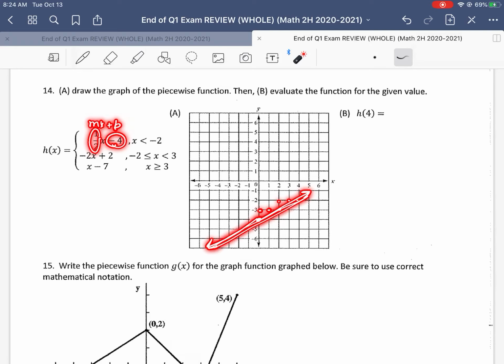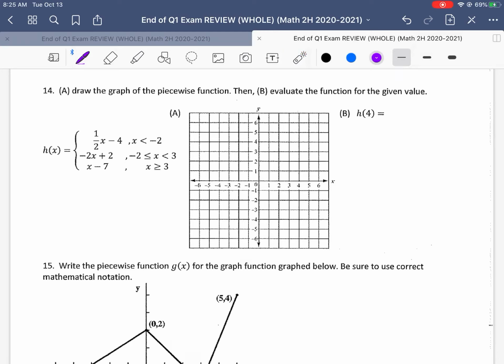However, we don't want the whole line, we only want the part that is less than -2. So you can either draw this whole line, and then stop it right here at -2, and, oh, that's a terrible line, but draw it out with the same slope. Or we can plug the value in and use those barriers. So either way you'd like to do it.